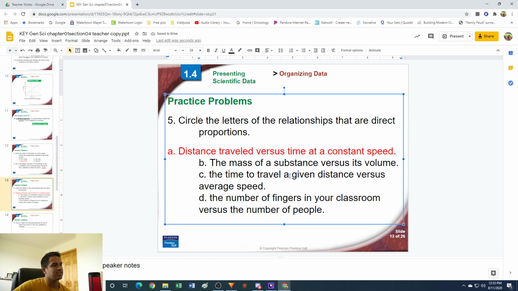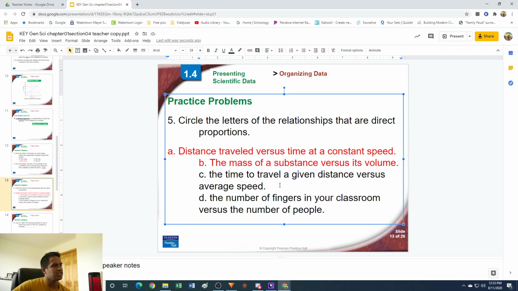Letter B, the mass of a substance versus its volume. So as mass goes up, does the amount of space it takes up go up as well? Usually, yes. So the more mass of an object you have, the more space it takes up. Usually. So we're going to say that yes, this one is one as well, though there may be some corner cases that couldn't be, but I think for the most part that is one.